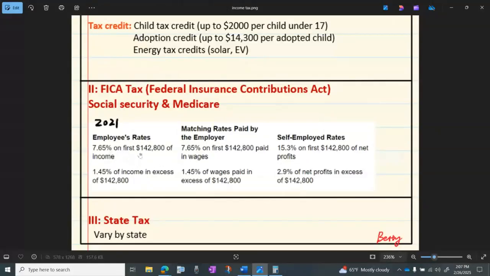All right, on the first $142,800. I believe the majority of people don't have that much salary. If you can have half of that salary, probably thank God, right? If you make more than that, the rate is lower, 1.45%. It also goes with the bucket idea. Let me find a question that helps us understand FICA better.